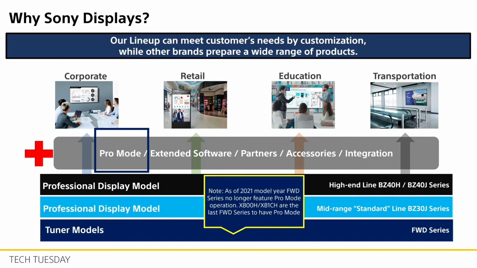I want to quickly make a note, though. We had a kind of a significant change in 2021. The FWD tuner models no longer support Pro Mode. So anything prior to 21 with an H at the end of the model, the last letter in the model number indicates the model year. And so 2020, we're good on Pro Mode operation, but as of 2021, any new models that are J at the end of the model number do not have Pro Mode. So I wanted to bring that up.